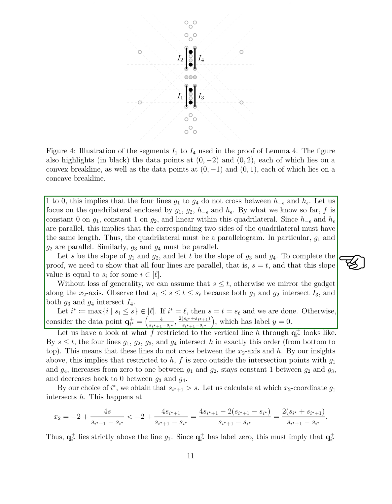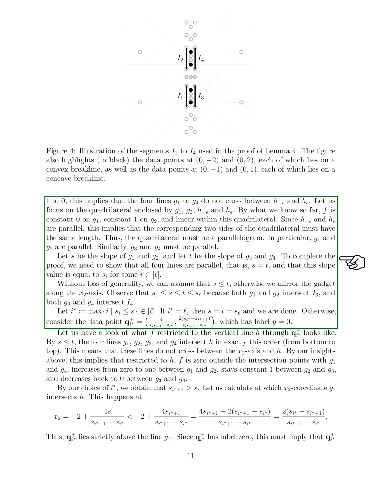Similarly, the last two break lines must be parallel. Let's call the slope of the first two break lines s and the slope of the last two break lines t. To complete the proof, we need to show that all four break lines are parallel, which means s equals t, and that this slope value is equal to one of the slopes we started with.